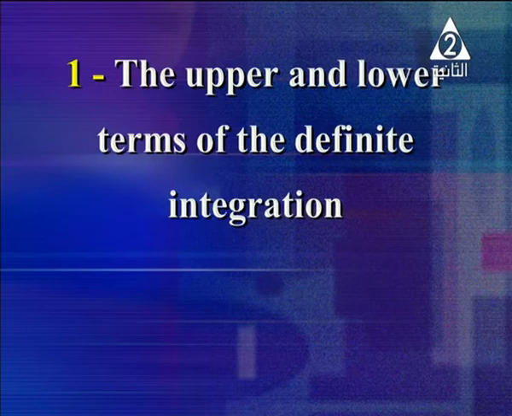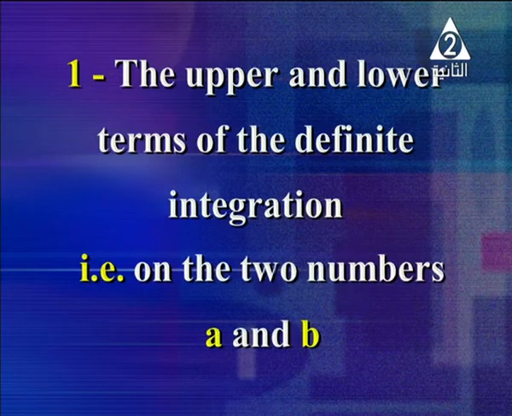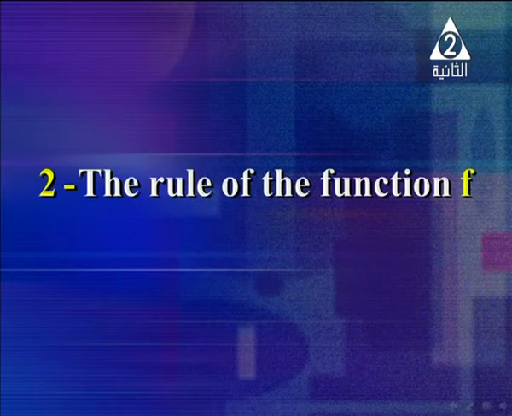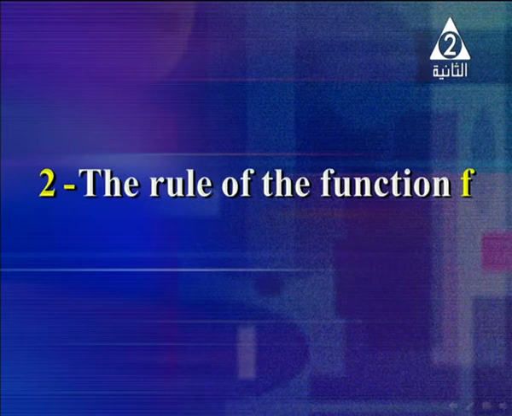What are the upper and lower limits? They are a and b of the definite integration, the two numbers a and b, and the rule of the function f. Then, dear student, remember, the definite integration depends on a and b, the upper and lower limits, and the rule of the function f.